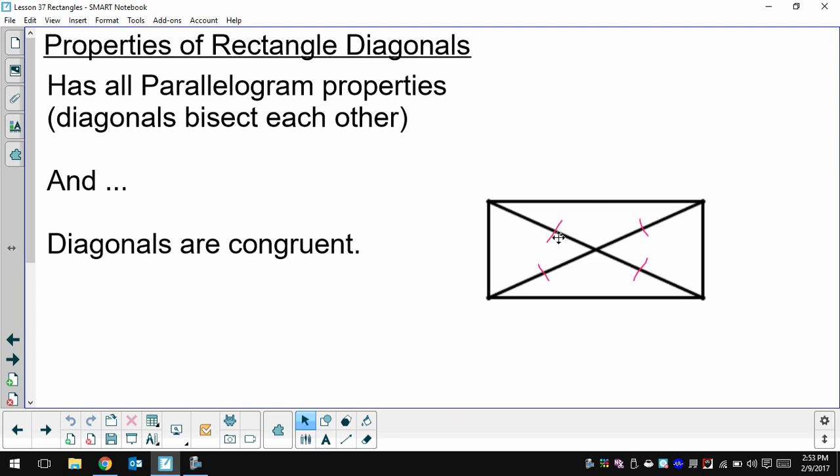And also, as I marked on this picture, the four little pieces that are created, that guy, that guy, that guy, and that guy, all four of those smaller segments are congruent to each other, since these two congruent diagonals cut each other in half. All these pieces are the same. So the whole diagonals are equal, and also the little pieces are all equal to each other.